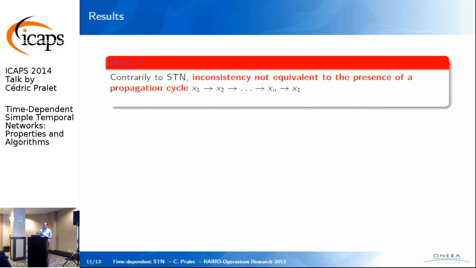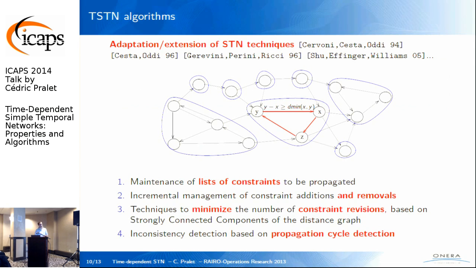The bad news is that in TSTN, this is not necessarily true. The inconsistency is not equivalent to the existence of a propagation cycle. The reason for this is that in TSTN, in time-dependent STN, when you traverse a propagation cycle again and again, the propagation cycle can become less negative, and you may prune your domains. You may converge to a state in which you traverse the cycle, but you obtain no more pruning.